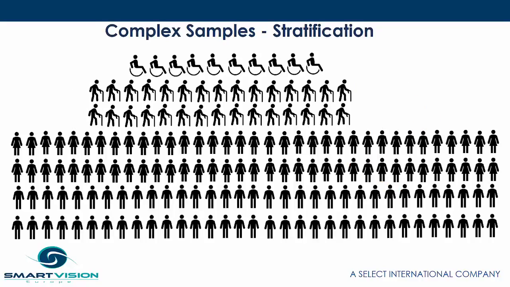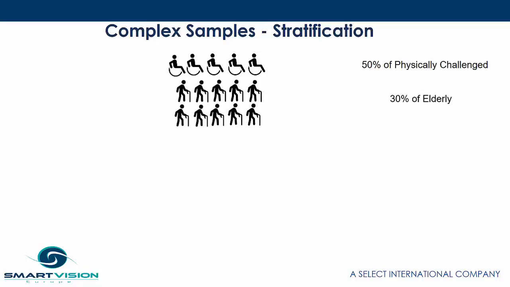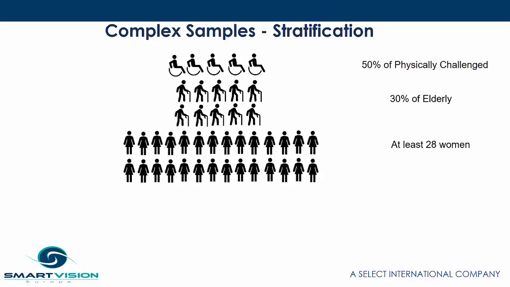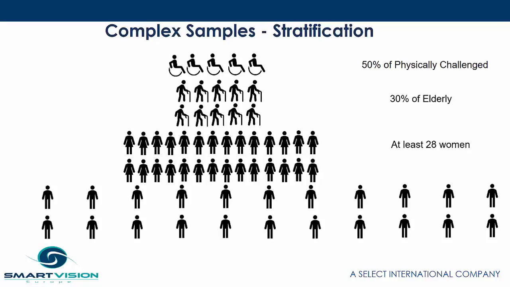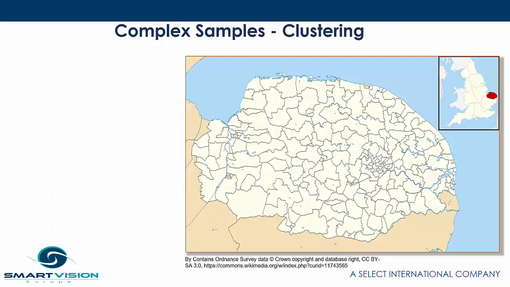Complex sampling may focus on the different strata within a population and ensure that each of the relevant groups are adequately represented by applying different sampling rules to each of the strata. Other complex sampling methods include cluster sampling, whereby different regions or groups within a population are chosen for inclusion within the study.